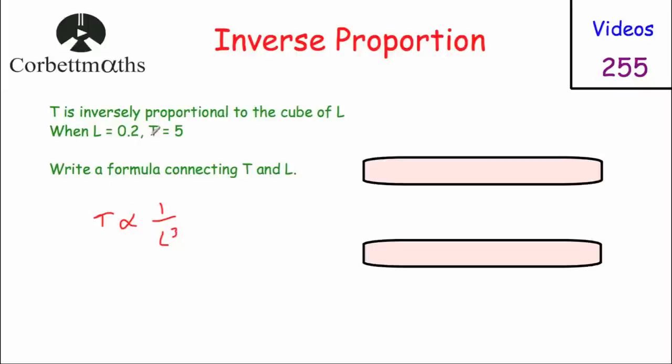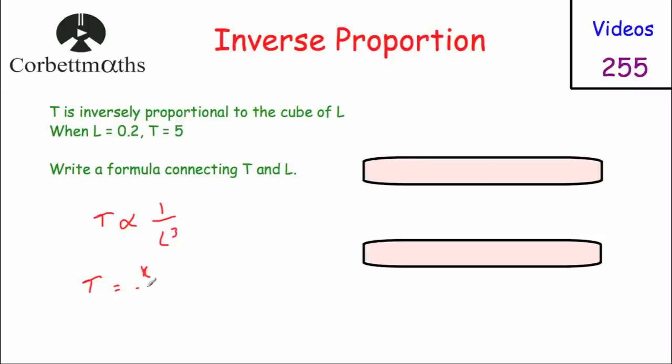And then we're given some important information. We're told whenever L is equal to 0.2, t is equal to 5. And we've been asked to find the formula connecting t and L. So whenever we had direct proportion, we wanted to get rid of this proportional sign and we put in k. So what we're going to do is we're going to write t, and then what we'll do is we'll get rid of this, so we'll put in equals, and whenever it's inversely proportional, we're going to put our k in the numerator.